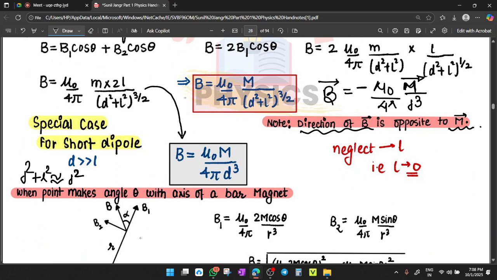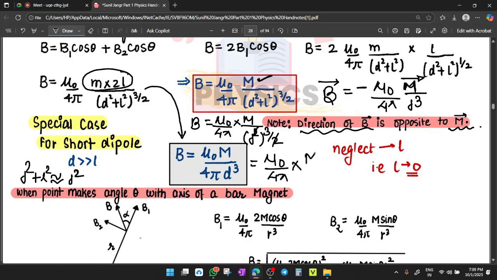So it becomes mu naught upon 4 pi into 2 m l. This is the formula: pole strength into magnetic length becomes capital M. Now I write here B equals mu naught upon 4 pi multiplied by M, and here d square plus l square equals d square whole to the power 3 by 2. Now see, 2 and 2 get cancelled out, right? So what we are left with is B equals mu naught upon 4 pi multiplied by only m by d cube. Previously it was 2m by d cube and here it is m by d cube. Clear?